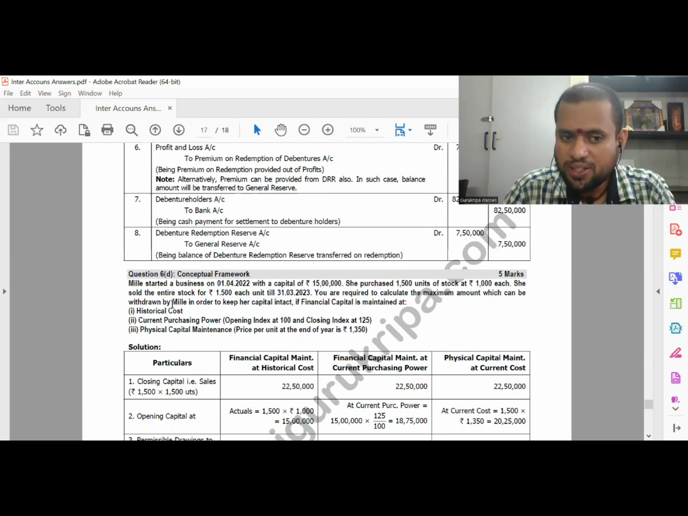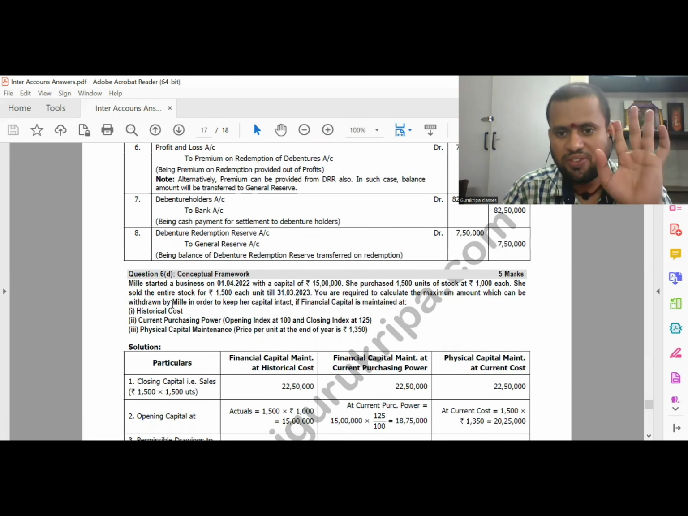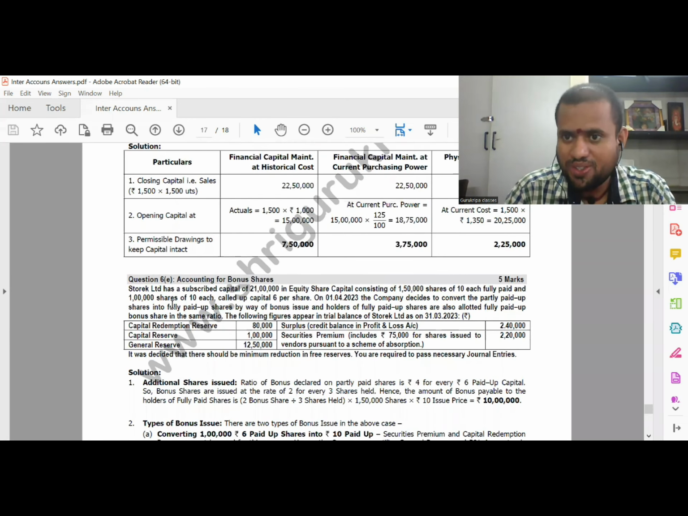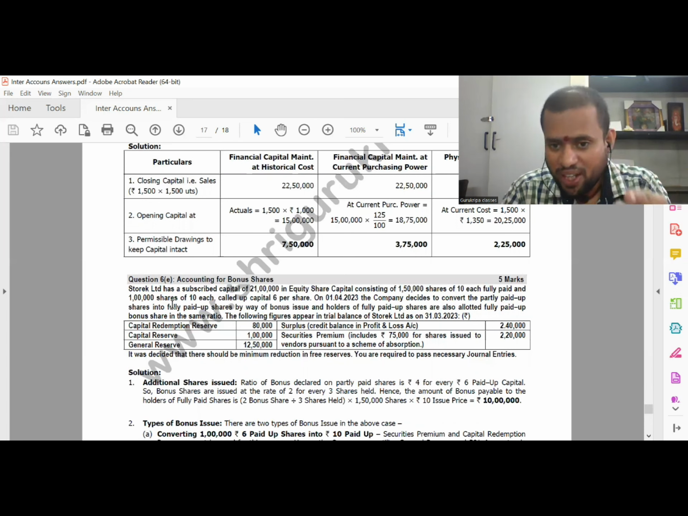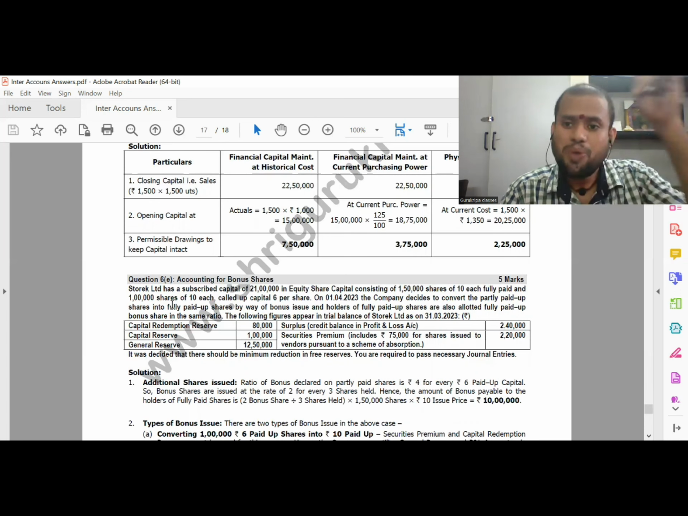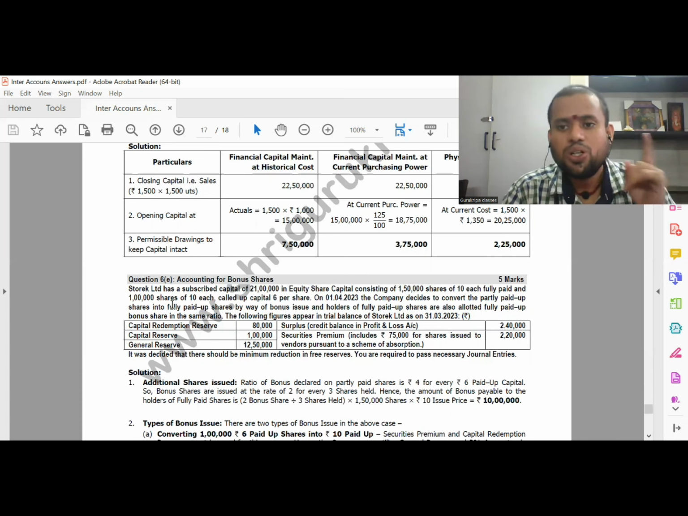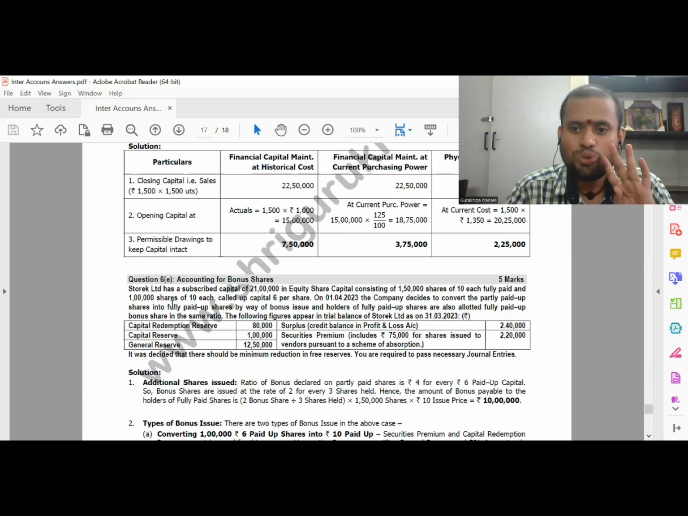And question number 6B, conceptual framework, straightforward. Already this question is there. And 6E, bonus. Very simple question, but many students would think, sir, the ratio is not given. Sir, we have to be very careful. The ratio is the same as partly paid up shares. Partly paid up shares, what is the ratio? 6 paid up, correct? So 4 rupees bonus will be given for 6 paid up. So the ratio is 4:6 or 2:3. So the bonus ratio we have to take as 2:3.